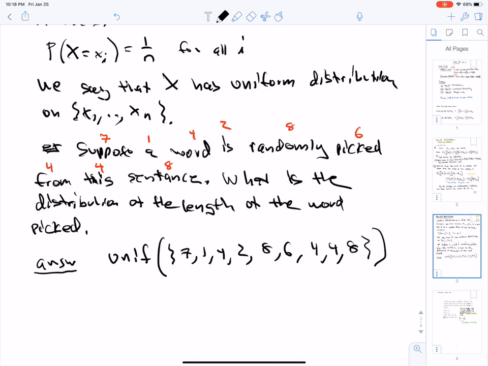So we have shown in red here the length of all these sentences. So this would be uniform on this set of numbers, and notice that the numbers can repeat.